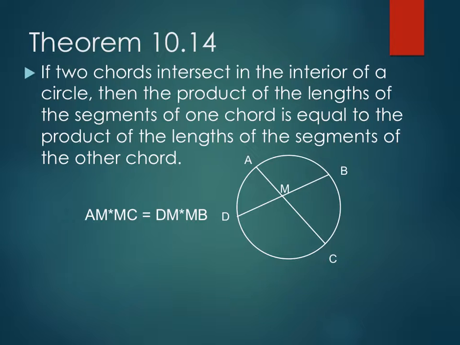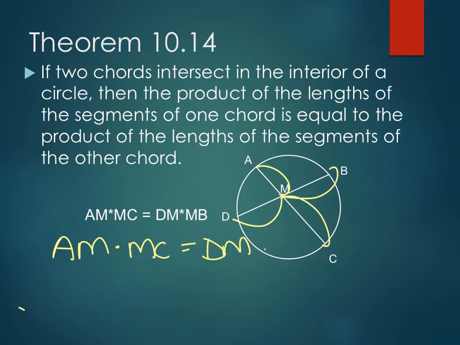So when our two chords intersect inside the circle, in this case, M is where they meet. I can say that AM, which is this part, times MC equals DM times MB. So you have to keep the ones along the same chord together. Okay, you can't crisscross those. So it doesn't mean they're equal. Like you can clearly look at these, that they don't look like they're equal, but their products are equal to each other.